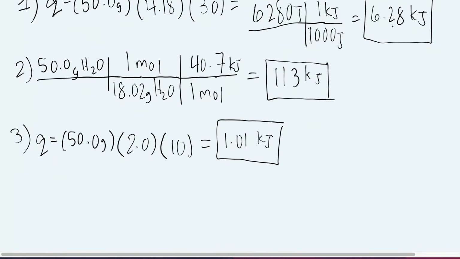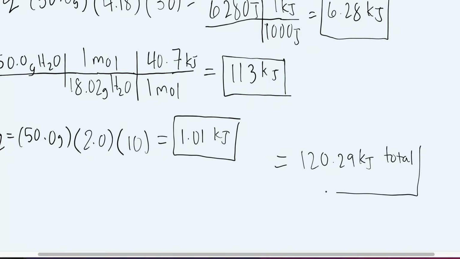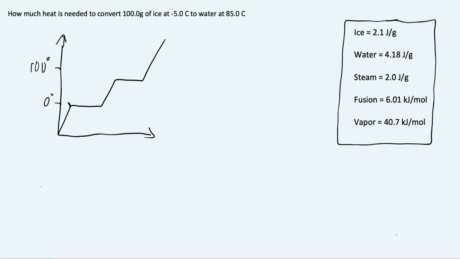You add these three values: 6.28 plus 113 plus 1.01, and that will give you a total of 120.29 kilojoules total. So this right here is your answer. You are done. Okay, let's try another problem.